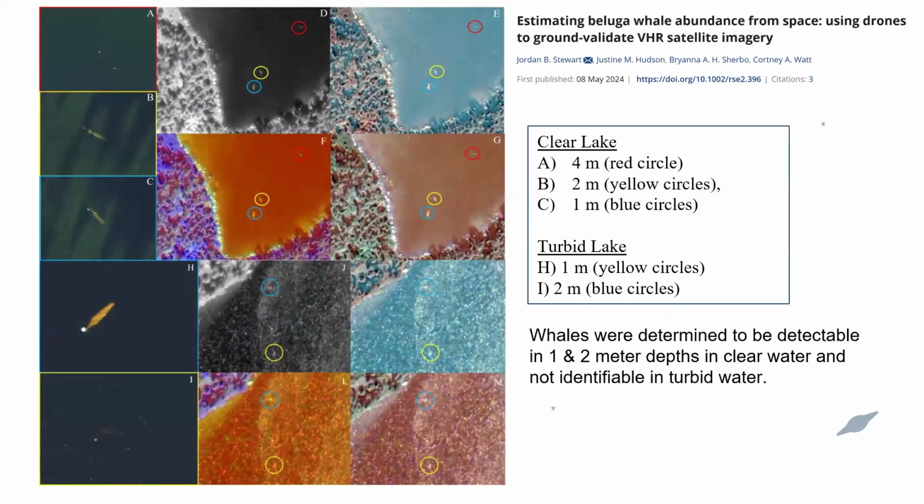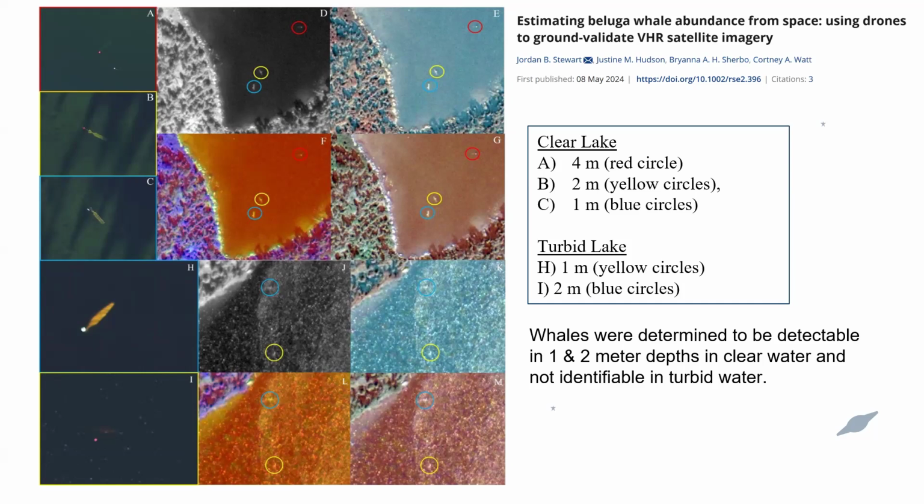So another student, Jordan Stewart, that was part of his thesis, is determining how deep we could actually see these whales within the satellite imagery. So they had beluga cutouts made out of sort of fabric and wood, and they placed them in a lake. So they had 3 of them in a clear lake, one at 1 meter, 2 meter, and 4 meter, and then in a turbid lake at 1 meter and 2 meter.